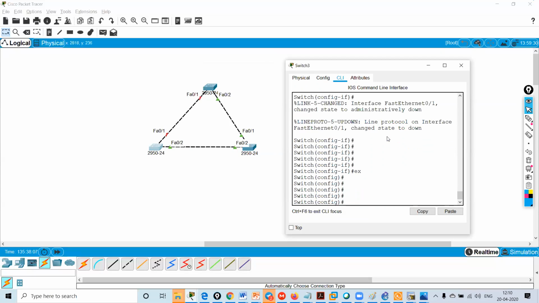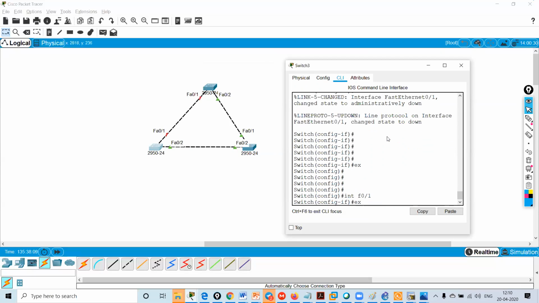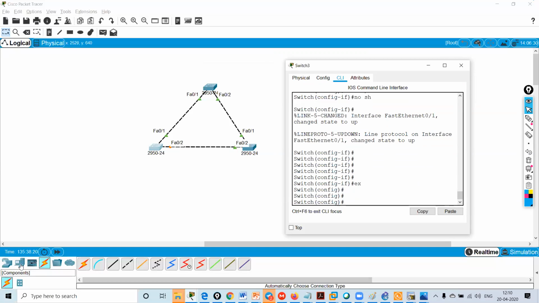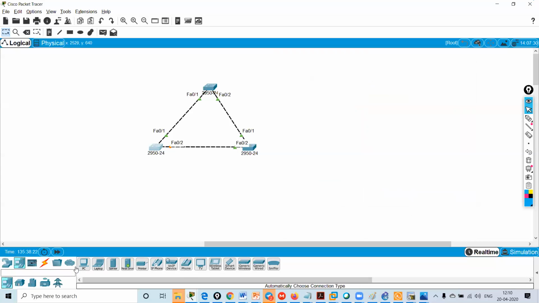So in RSTP, by default, uplink fast and backbone fast are enabled. They are inbuilt features, you don't have to enable them. Also, port fast is inbuilt. See, if I connect this, it will come up within 5 seconds. See, it came up within 5 seconds.